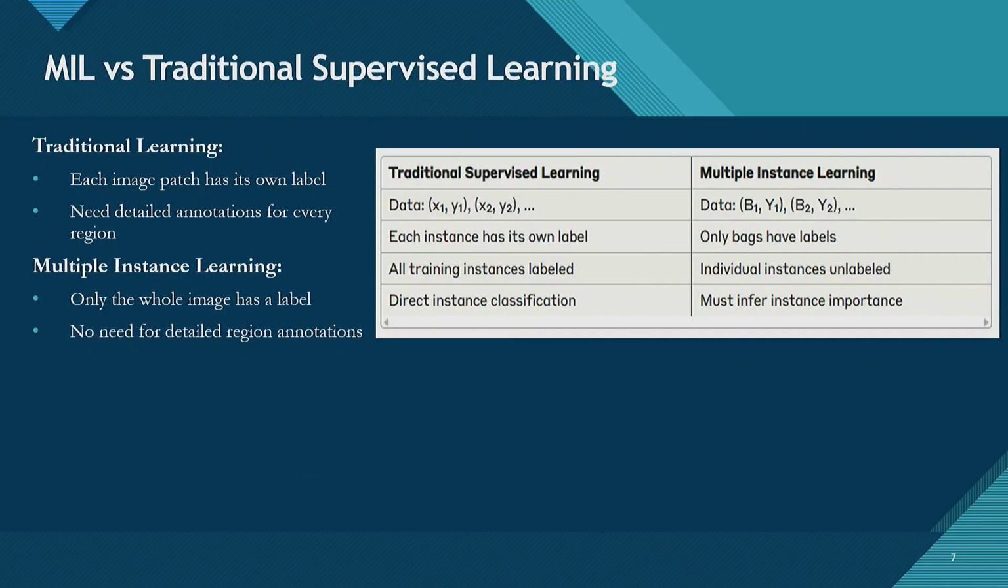So, multiple instance learning versus traditional supervised learning. In traditional supervised learning, as I mentioned here, every data point has its corresponding label, for example x1, y1, x2, y2. But in multiple instance learning, we have a bag, and for the bag we have a label. I guess you understood this concept.